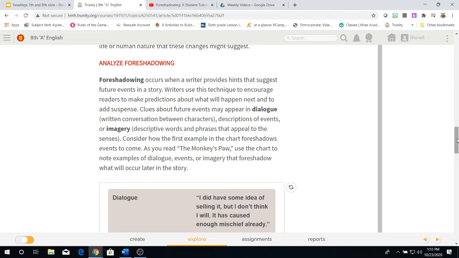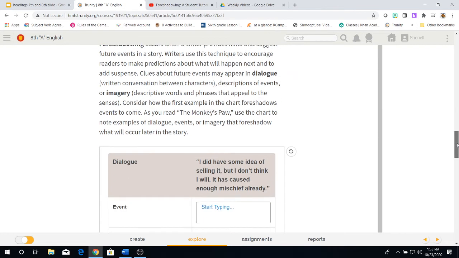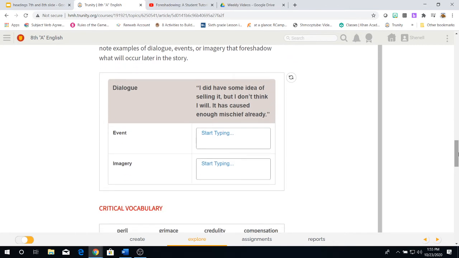Consider how the first example in the chart foreshadows events to come. As you read The Monkey's Paw, use the chart to note examples of dialogue, events, or imagery that foreshadows what will occur later in the story. So you have an example here.